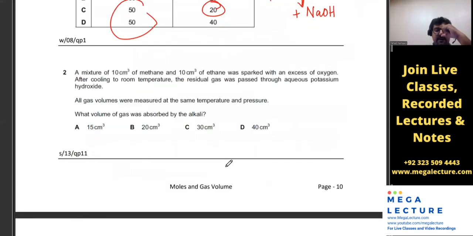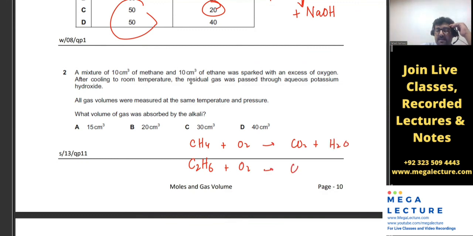Try doing this one as well. 10 cm cube of methane and 10 cm cube of ethane is sparked. What is the volume of gas that is absorbed by the alkali? Methane is CH4. Ethane is C2H6. They're both going to react with oxygen and produce carbon dioxide and H2O. You can balance it, and this would be 2 and 3, and that's 4 plus 3, 7. So that's going to be 7 by 2, right?